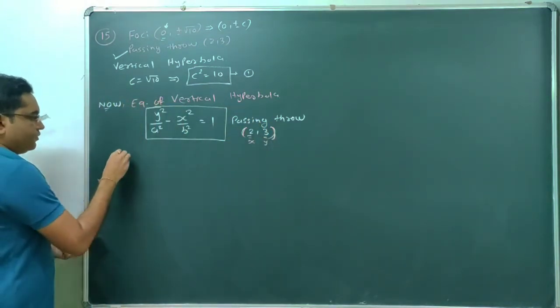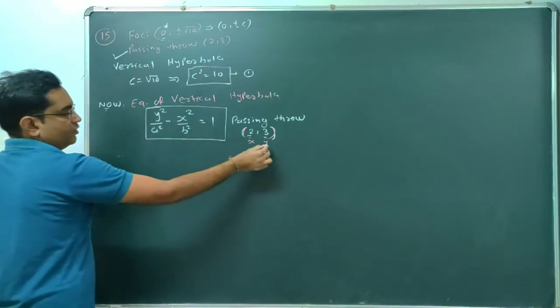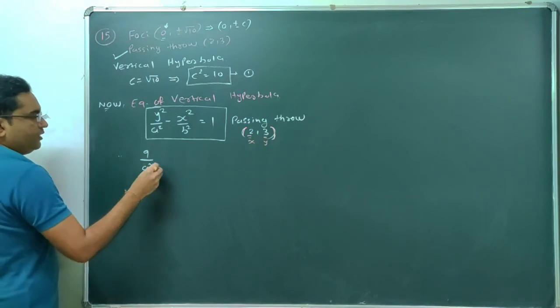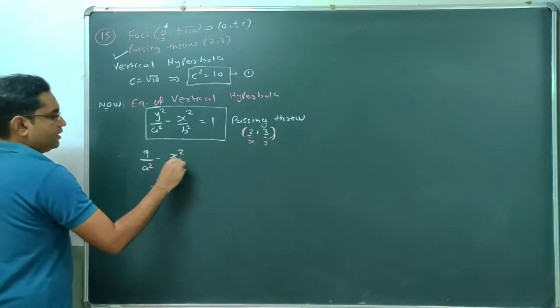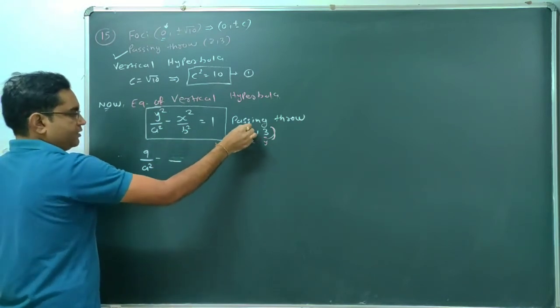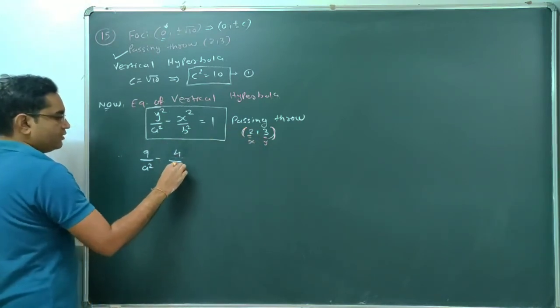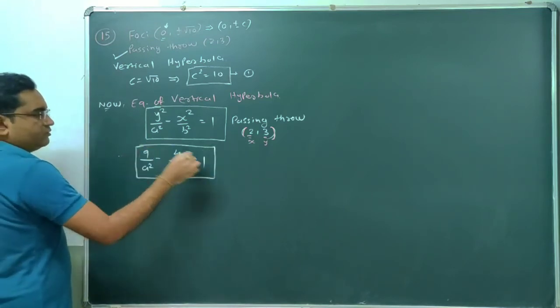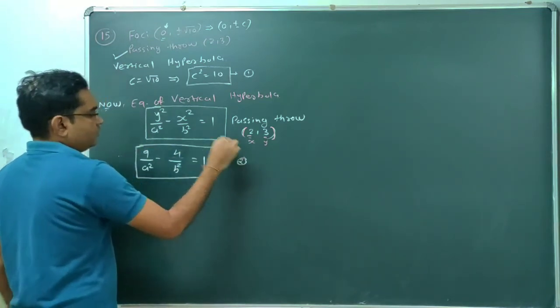And therefore what we are getting, put y equal to 3, so it's 3 square, 9 upon a square, minus x square by b square, x is 2, square 4 by b square equal to 1. Then this is one equation. Say this one is the equation number 2.